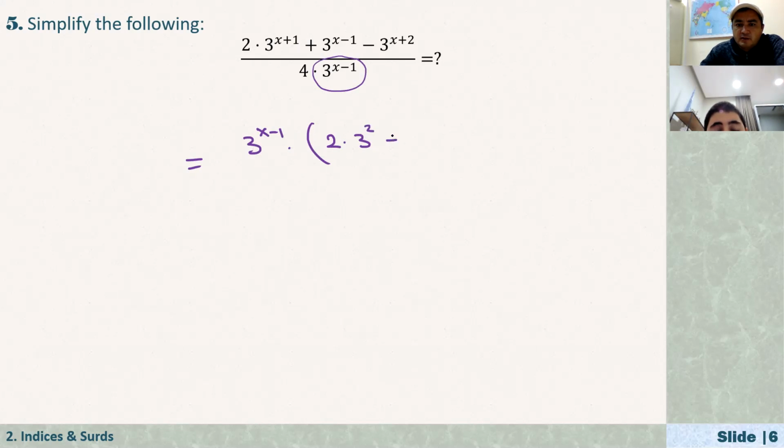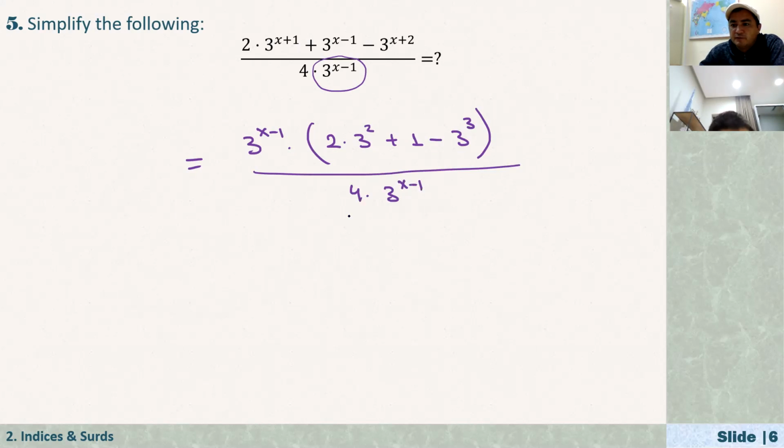Because 2 minus 1, plus here we have 1 minus 3 to the power of 2 minus 1. So here we should have 3 over 4 times 3 to the power of x minus 1. So now we can cancel them, right? Yes. That's equal to 2 times 9, it is 18. 18 plus 1, 19 minus 27 over 4, which is equal to minus 2. Only a minus. Okay, yes, good.